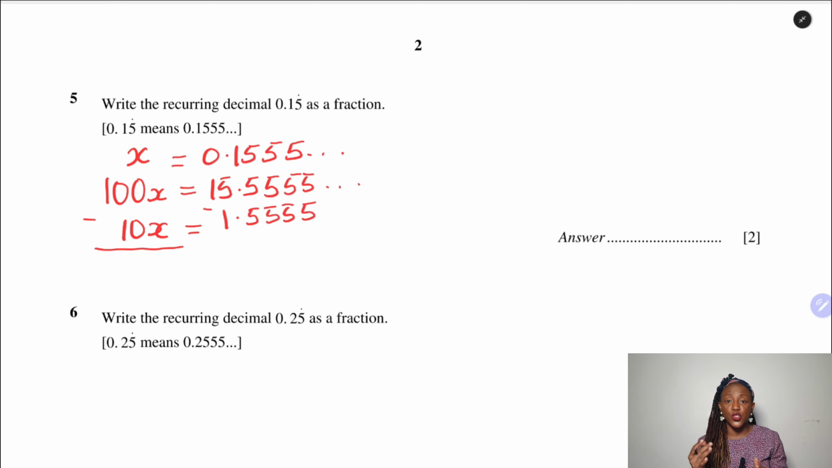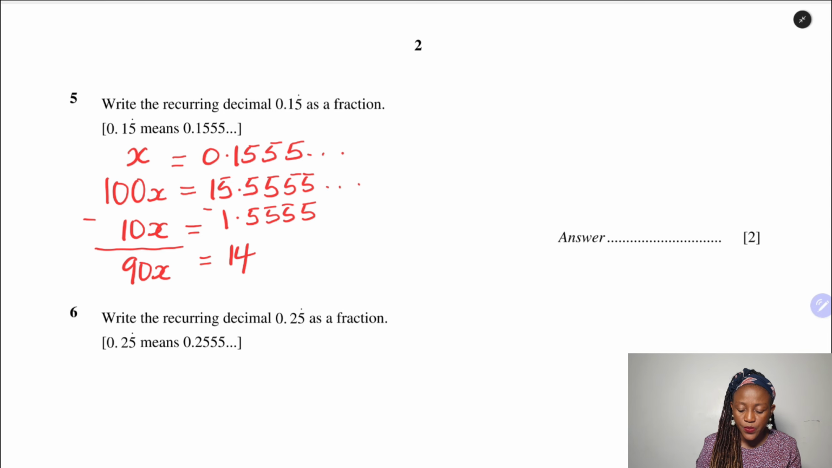Why are we going through all this trouble? We want to make sure that we have our denominator as a whole number and our numerator as a whole number. Still confused? Just stay with me. Now, 100x minus 10x is going to be 90x equal to 15.55555 minus 1.55555. That will give you what? 14. So our x is going to be given by 14 over 90.